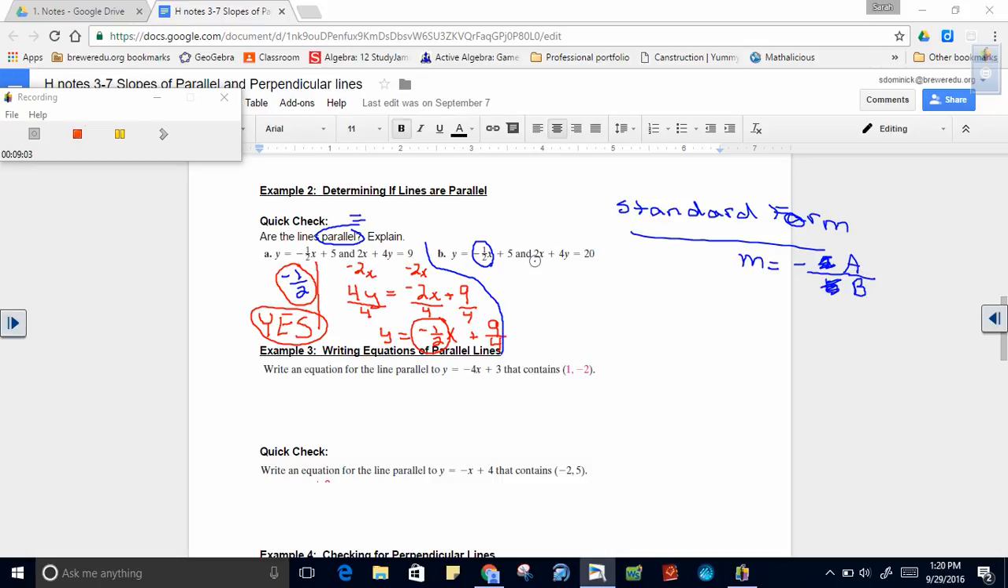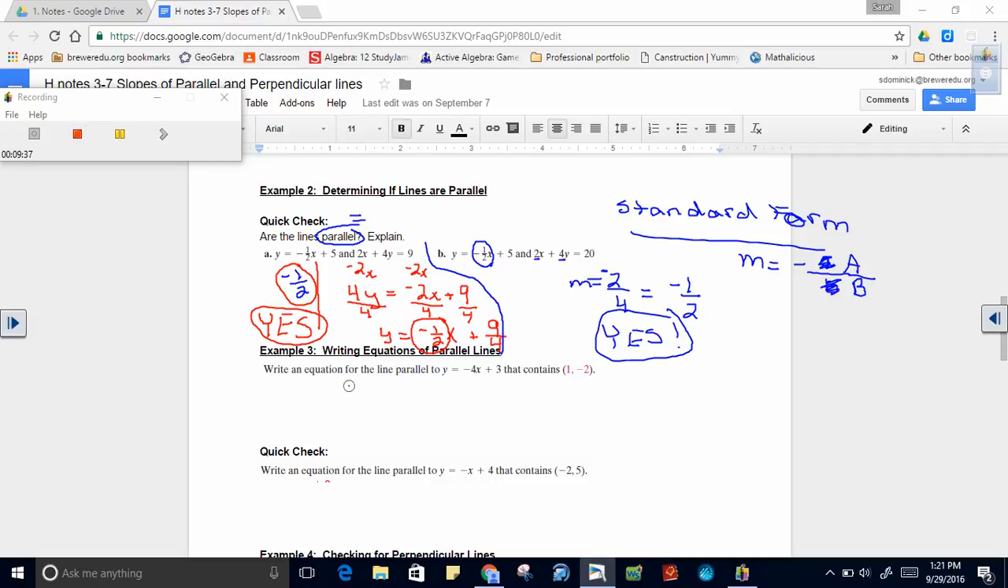So here I would grab my A and divide it by my B. My A is 2, and I'm going to make it negative. This is the slope of this line, and I'm using this idea. So m equals negative 2 over 4. If I reduce that, I'll get negative 1/2. So let's see if they're the same. Negative 1/2, negative 1/2, this is a yes. The explanation: my slopes are the same, and when slopes are the same, they're parallel.